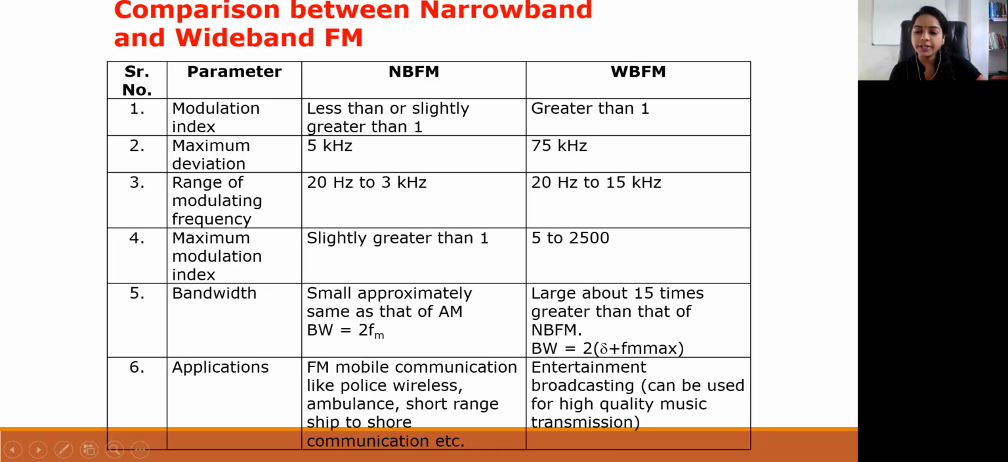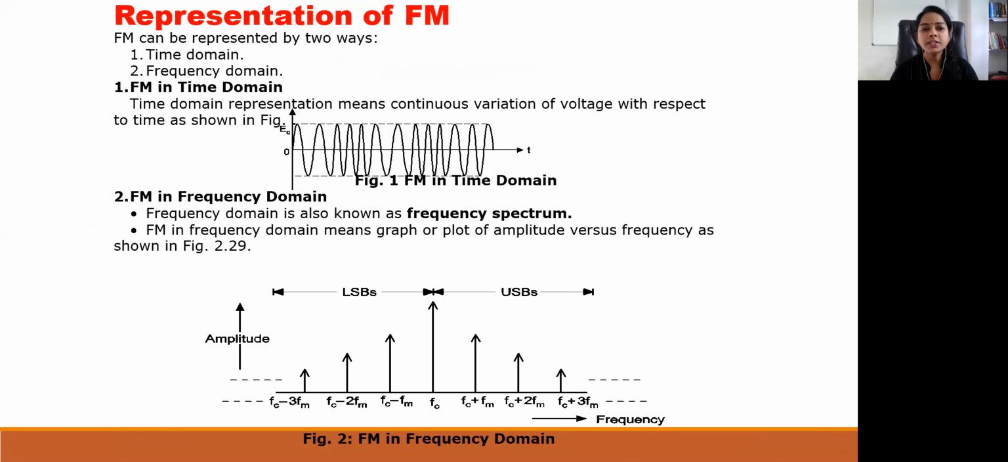Okay, and then an example of WBFM is entertainment broadcasting, or when high quality music transmission is there, we need a larger bandwidth. So which type of frequency modulation are we going to use? We are going to use wide band FM. And this is the next representation of frequency modulation. How do we represent it?